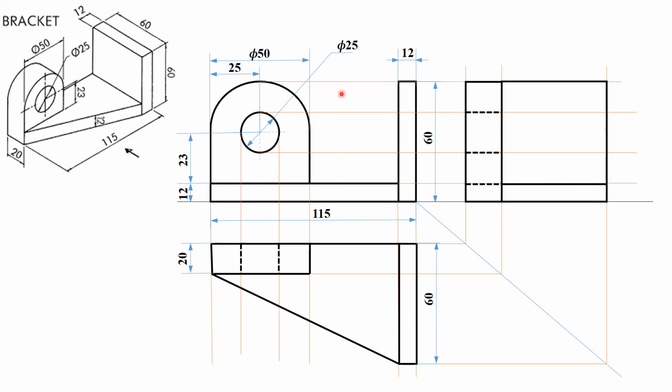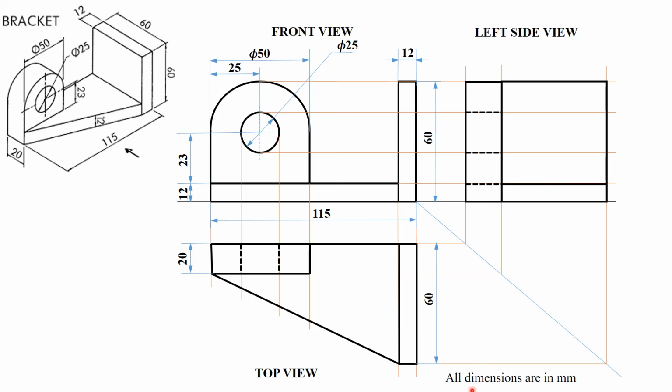After completing all your views, make sure you remove the unwanted projections so that your drawing becomes a tidy one. Erase these projection points, and also erase these unrequired lines. Then name the views and make sure all the dimensions here are in mm.